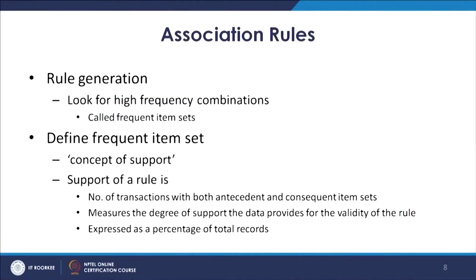Now let us look at the first step in a bit more detail: generate frequent item sets with one item. It is easy to identify the item sets having just one item. Once we list all those single-item sets, we can compute support for them. How do we compute support? We have already talked about it, but let us revisit it. The support of a rule is the number of transactions with both antecedent and consequent item sets. In this fashion, we can compute the support value for all the item sets having just a single item.